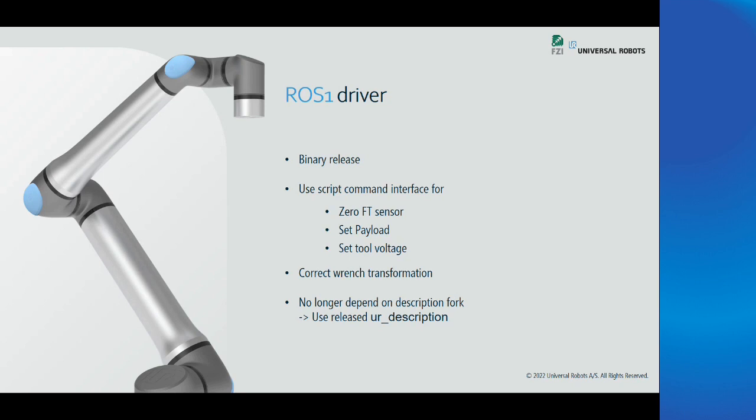And we no longer depend on the description fork. I don't know whether you're aware of that, but for a lot of years you had to use the fork of the description from my personal repo, which was not an ideal situation. So we're really happy that this got merged into mainline and even released as a binary package. So we don't have any upstream dependencies anymore that you need to build from source.